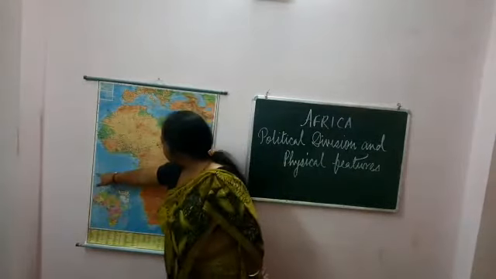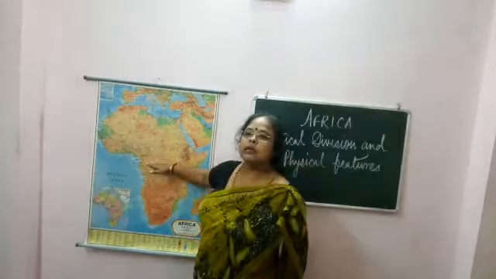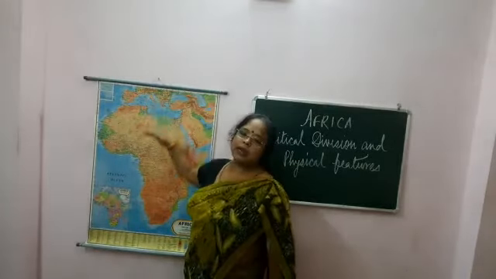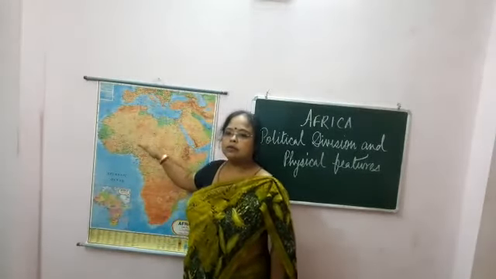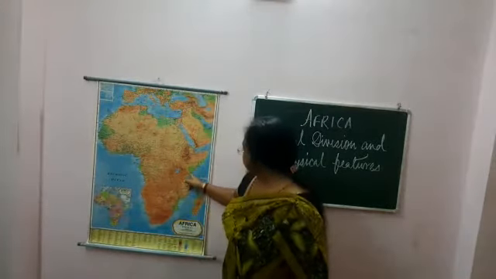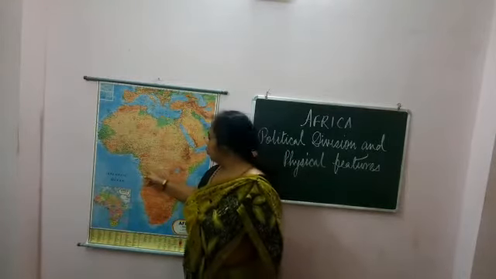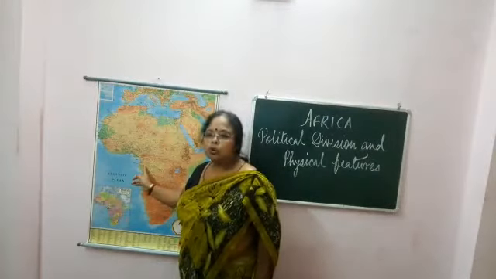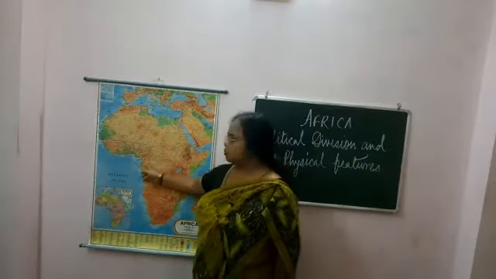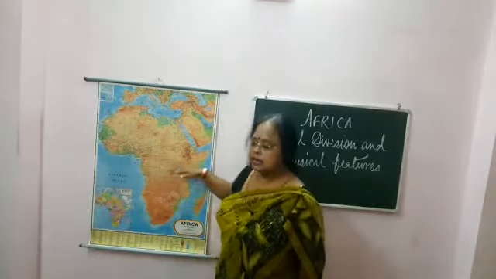So now let's see the equator. I have shown you previously the position of the equator. Equator divides Africa into two unequal parts, with the biggest part lying in the northern hemisphere. The equator passes through Kenya, Somalia, Congo, Uganda and Gabon. In this area the equator lies.